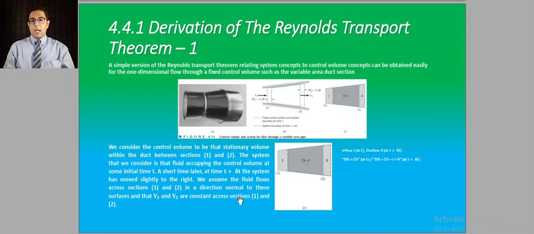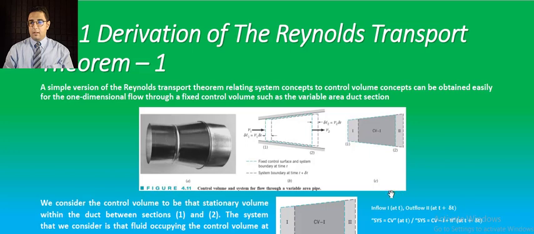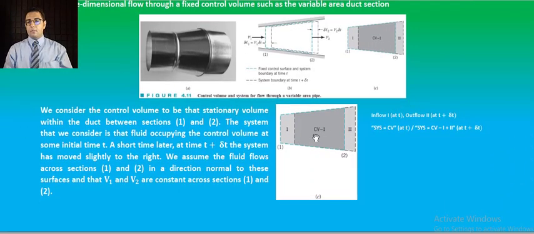Welcome back, guys. Here, I'm going to illustrate some principles about the derivation of the Reynolds transport theorem. Let's take a variable area duct section as an example. At time t, we have the control volume and the system completely identical. They are in the same position and same situation. As time passes by delta t, we have it as this. Take a look here. The control volume is changing in position.